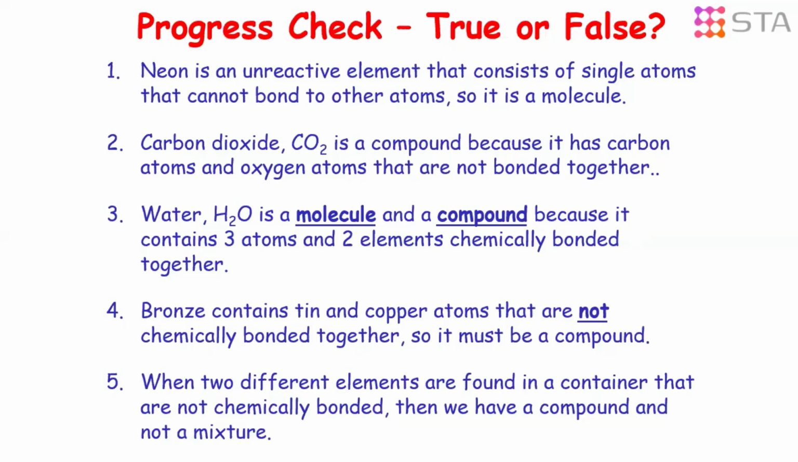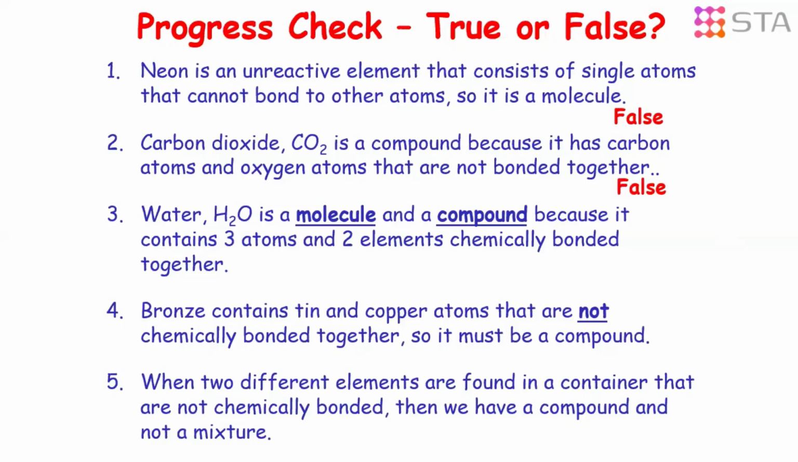Question one: neon is an unreactive element that consists of single atoms that cannot bond to other atoms, so it is a molecule. Well, if it's single atoms, it cannot be a molecule, so therefore this statement is false. Question two: carbon dioxide, CO2, is a compound because it has carbon atoms and oxygen atoms that are not bonded together. Well, if you've got CO2, you have to have atoms bonded together. So therefore, this statement is actually false.